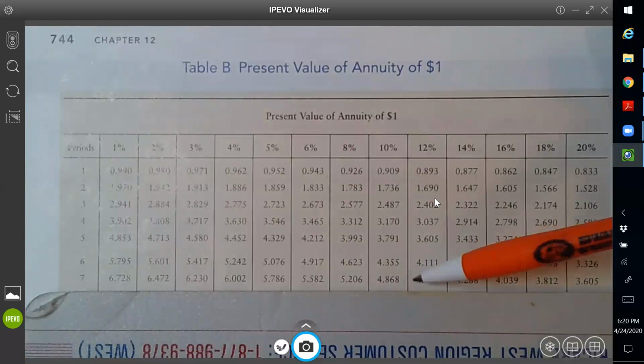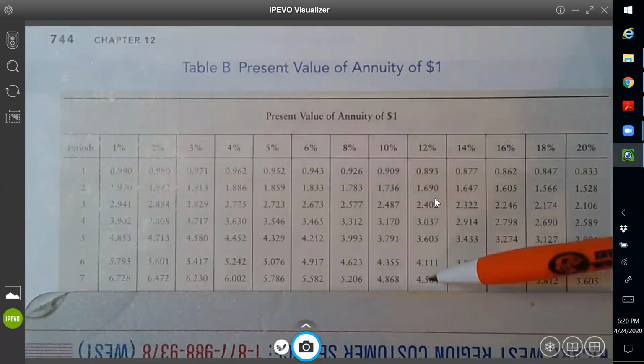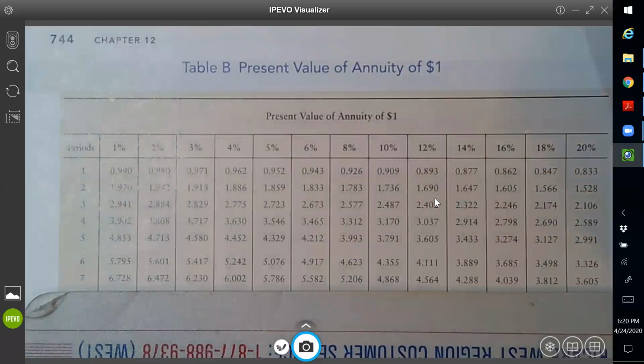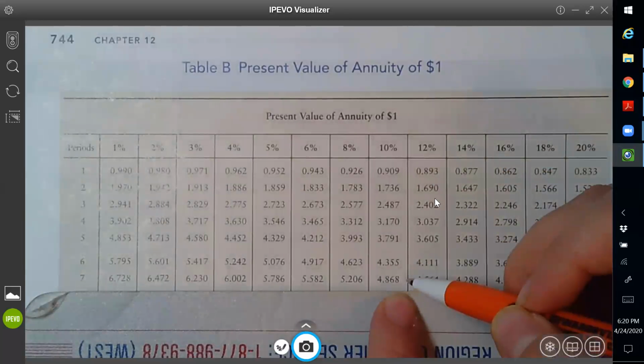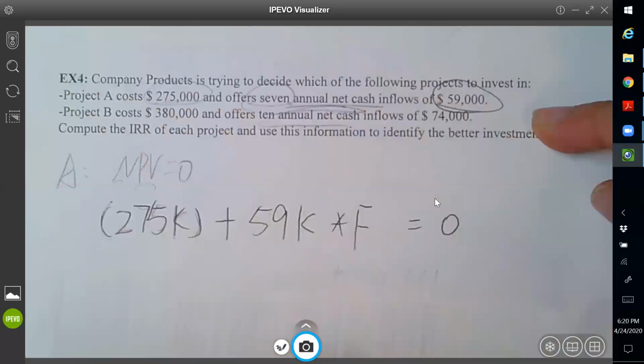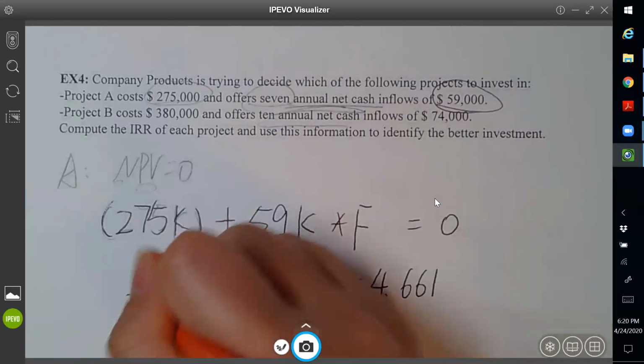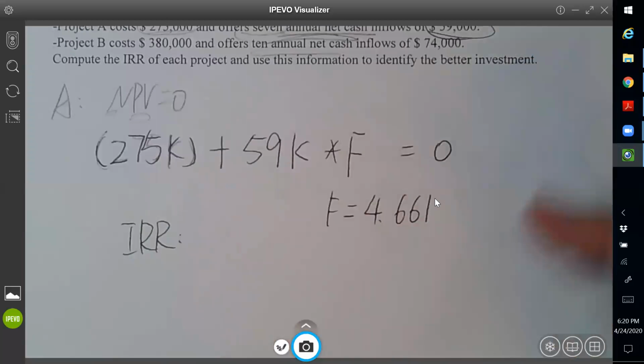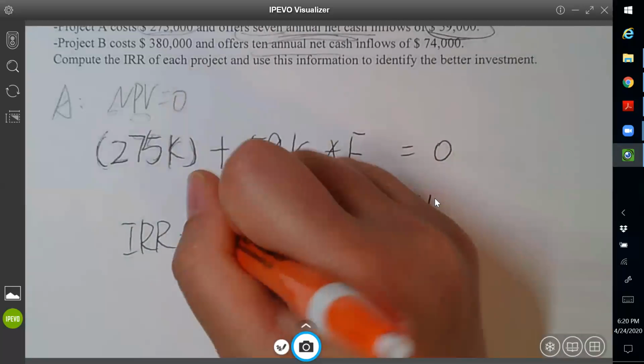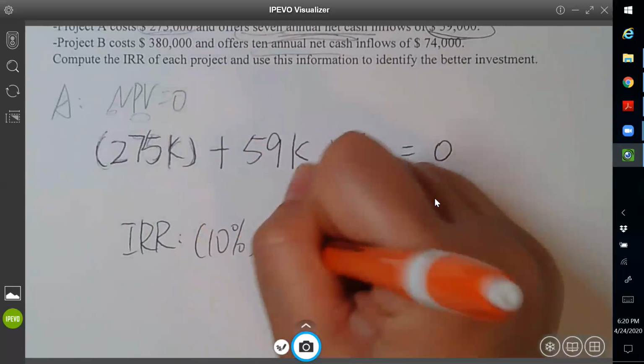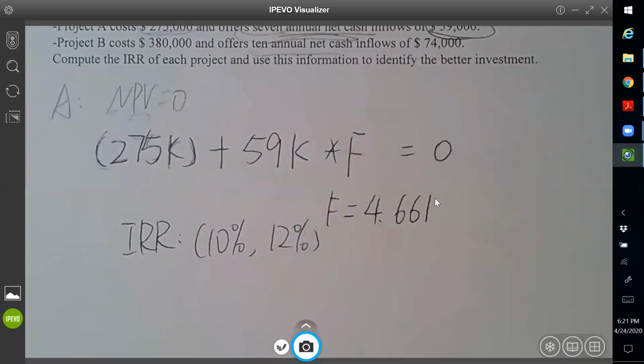I think it's kind of around 11.57%. I don't know. But you know, between 10% and 12%. 4.661 is between here, right? So that's the IRR. You don't need to get the exact number, actually. You can get the number by calculator or Excel, but for the table, sometimes you just cannot get it. If you cannot get it, you cannot get it. You cannot guess, right? My accounting lab will say, I believe it's between 10% and 12%.